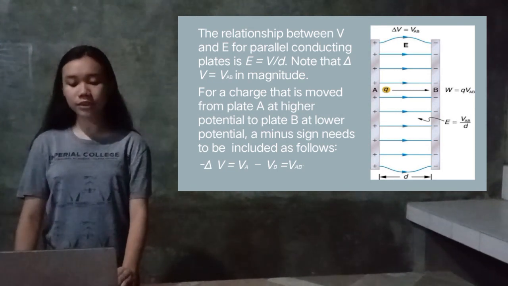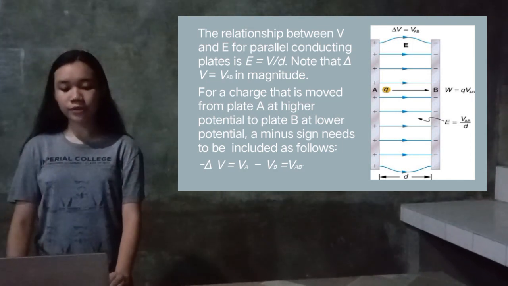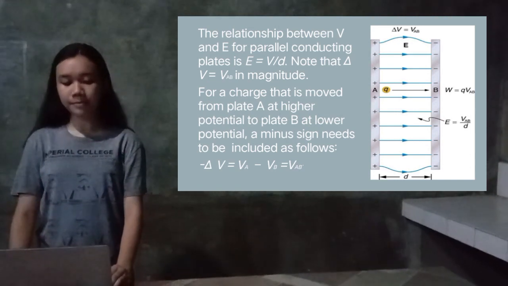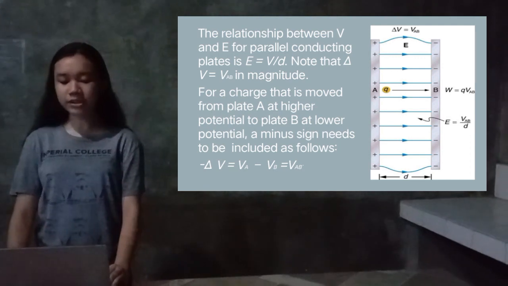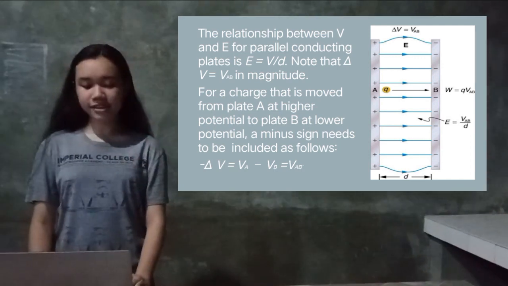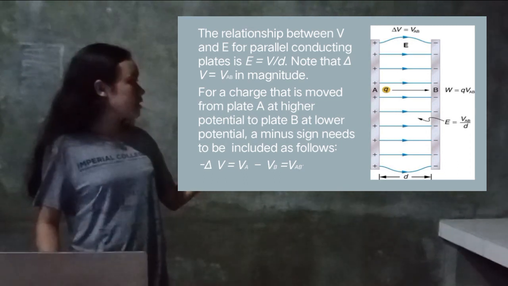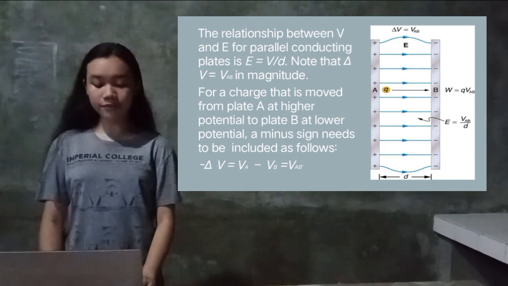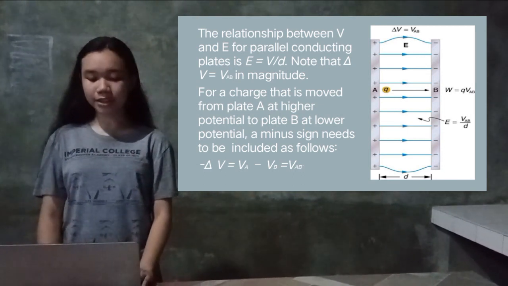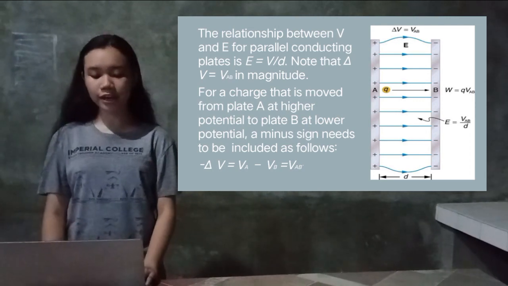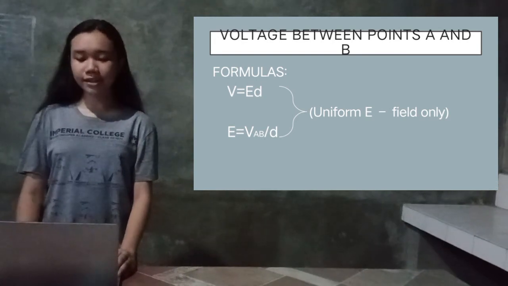Note that delta V equals voltage A and B in magnitude. For a charge that is moved from plate A at higher potential to plate B at lower potential, a minus sign needs to be included as follows. This is the example: negative delta V equals voltage A minus voltage B, which is equal to voltage AB, the voltage between points A and B.